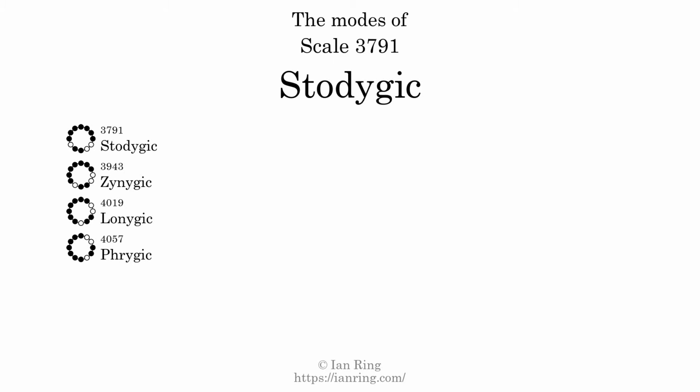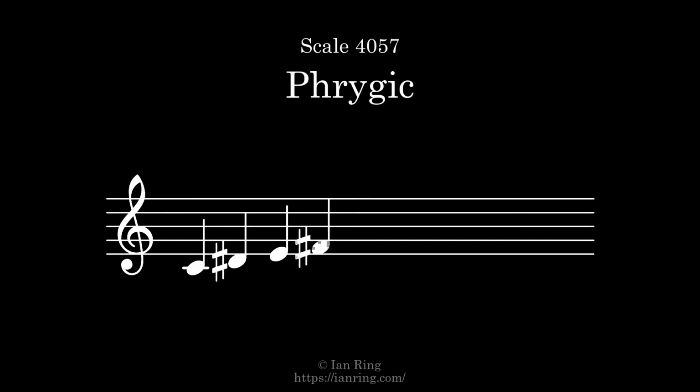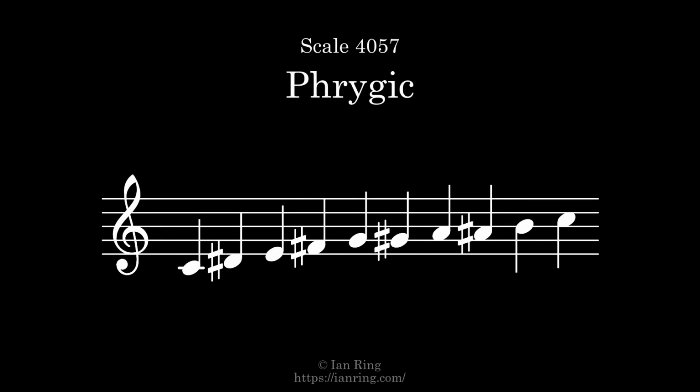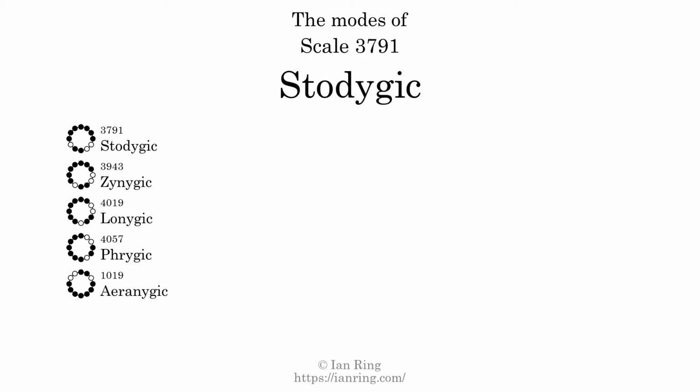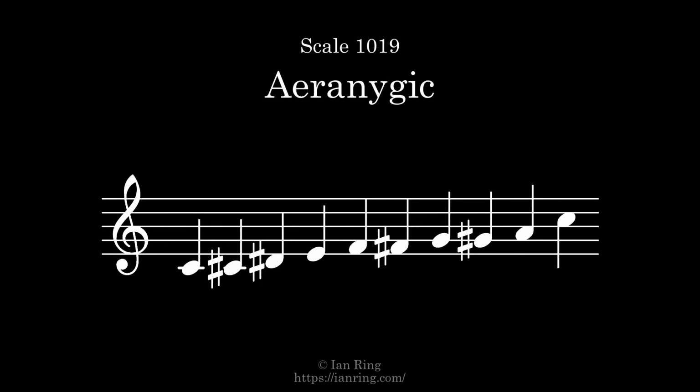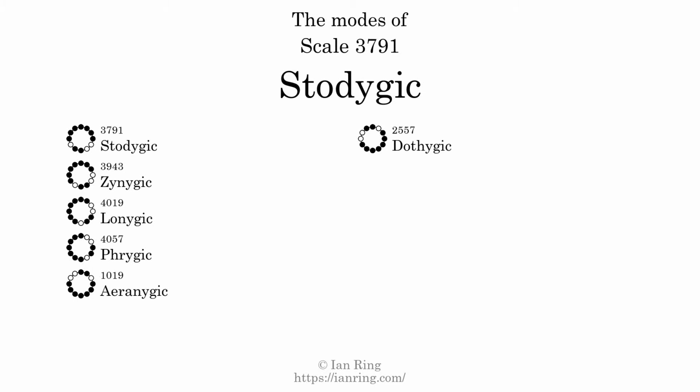The fourth mode is scale 4057, also known as Stodygic. It sounds like this. The fifth mode is scale 1019, also known as enneatonic. It sounds like this. The sixth mode is scale 2557, also known as Stodygic. It sounds like this.